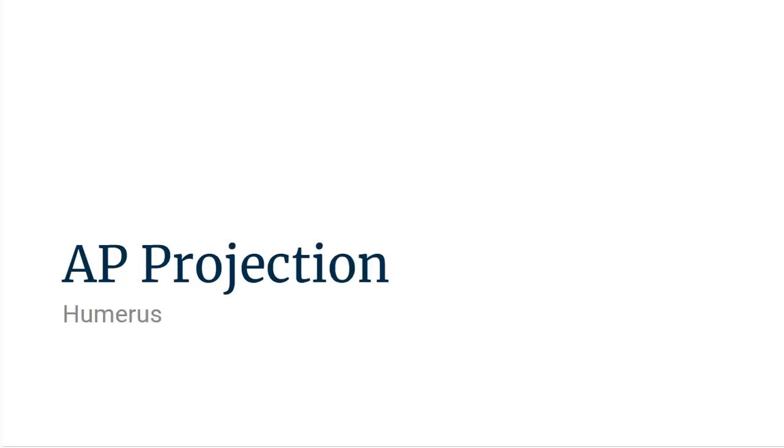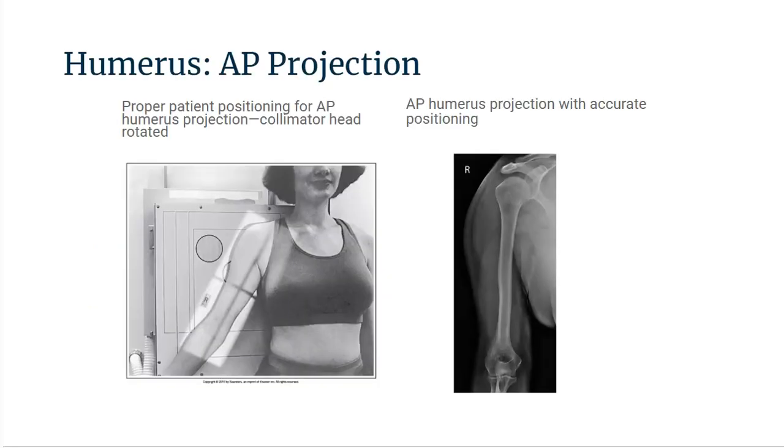Let's start with the AP projection of the humerus. Image analysis guidelines for the humerus AP projection state that the distal humerus, medial and lateral humeral epicondyles should be demonstrated in profile. 1/8 of the radial head should superimpose the ulna. For the proximal portion of the humerus, the greater tubercle is demonstrated in profile laterally. The humeral head is demonstrated in profile medially.